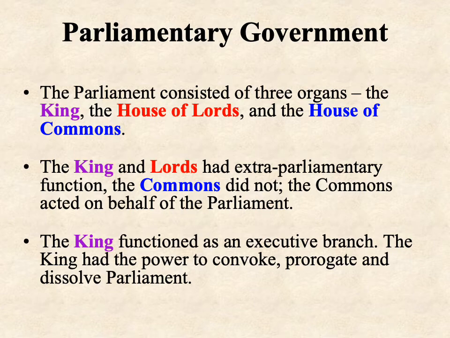But both the king and the House of Lords have what we call extra parliamentary functions, right? They have certain functions within the framework of the Parliament, certain functions outside of it. The only body that has no function outside of the Parliament is the House of Commons, hence why very quickly the Commons ends up acting primarily on behalf of the Parliament. Whenever there is some conflict between the Parliament and, say, the King, or the House of Lords in its function outside the Parliament, it is the House of Commons that represents the interests of the Parliament.